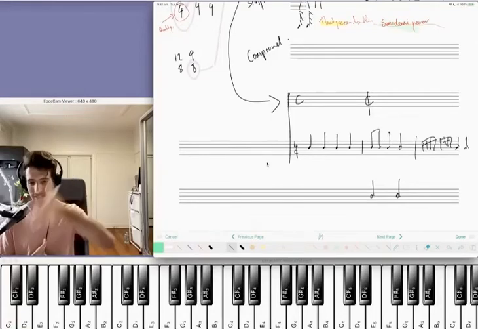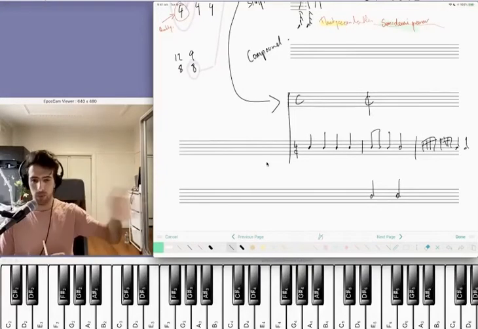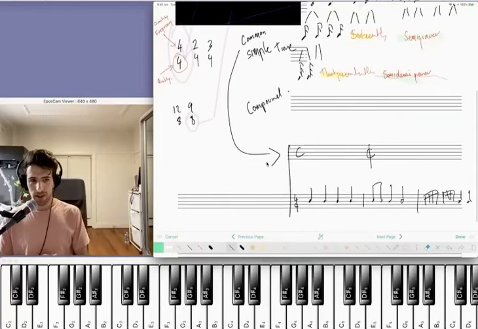Being able to identify the time signature when you're sight singing will be super helpful to be able to think forward, always thinking ahead when you're looking at the piece of music. Any questions about that so far?